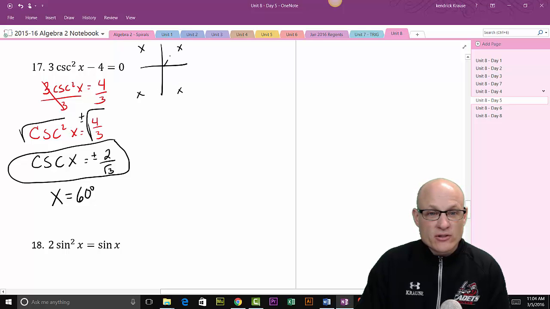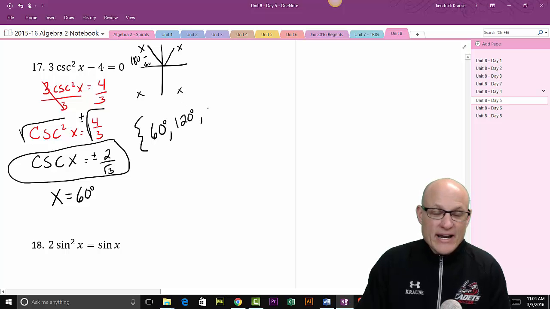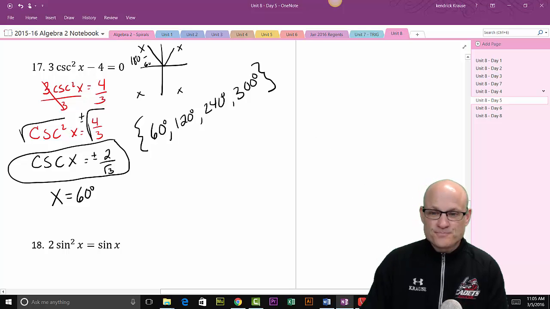So 60 degrees in the first quadrant. Oh, that's easy. That's just 60 degrees. 60 degrees in the second quadrant is 180 minus 60, which is 120 degrees. 180 plus 60 is 240 degrees. And 360 minus 60 is 300 degrees.